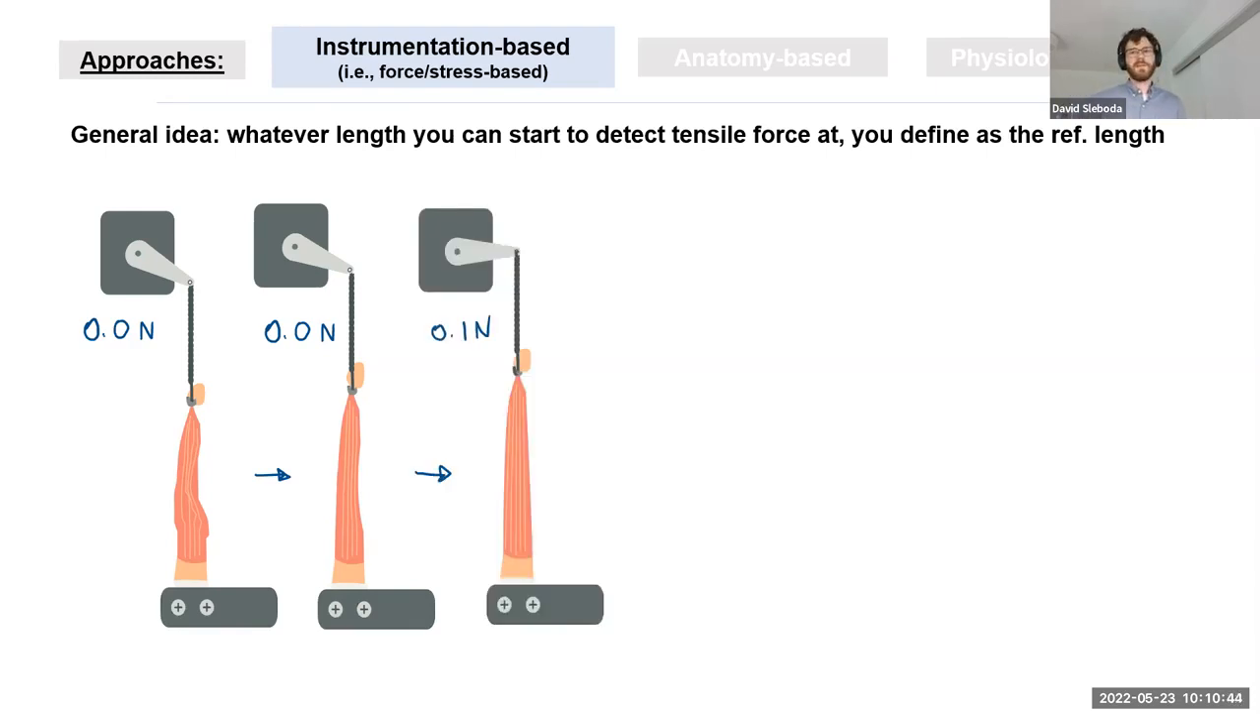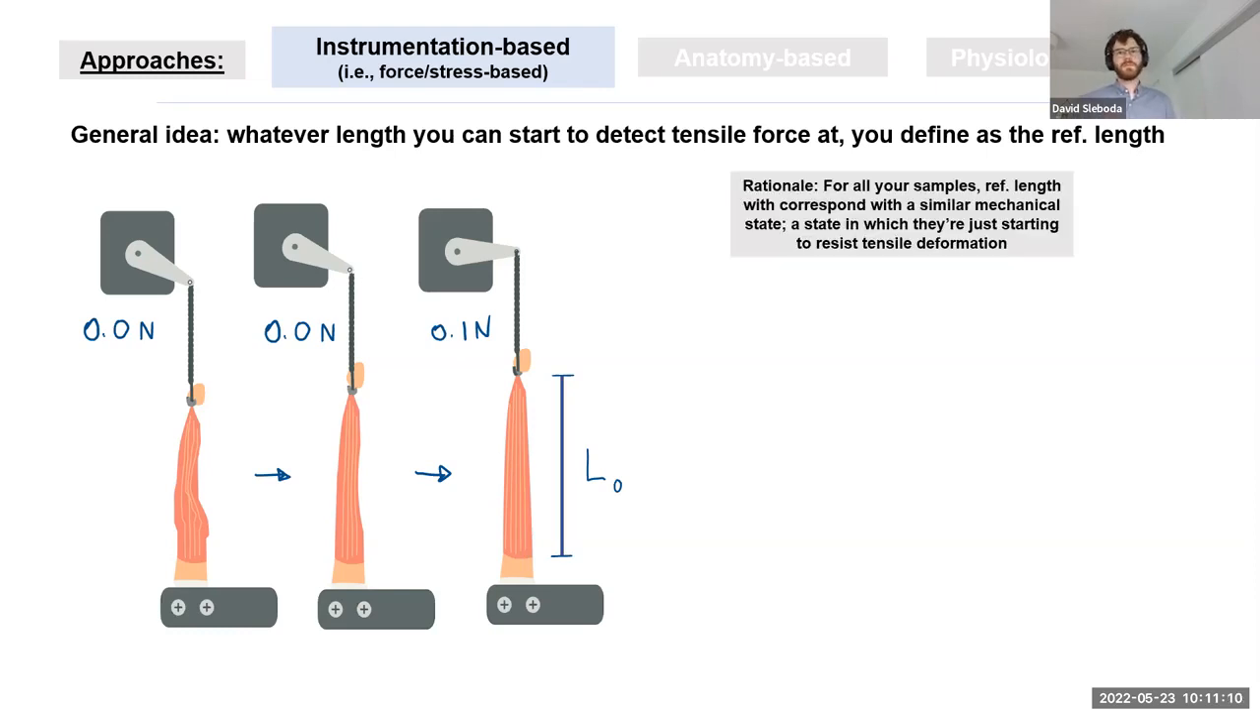And you could keep increasing the length until you get a reading from your force transducer that's equal to the lowest resolvable force from your force transducer. So let's say this little servo motor can resolve a force of about 1/10 of a Newton. So when I eventually get that 1/10 of a Newton reading, the length that corresponds with that 1/10 of a Newton reading, I'll define as my reference length.